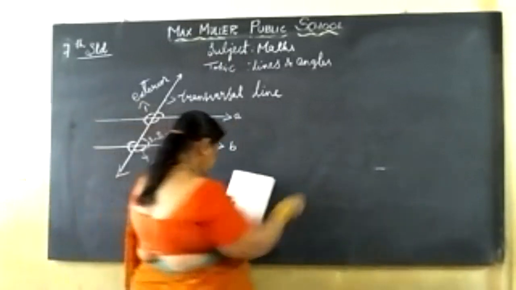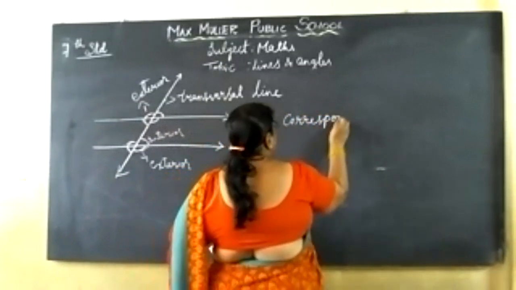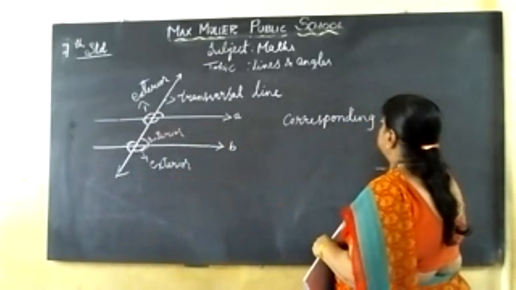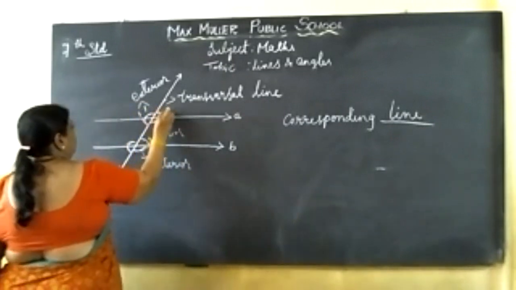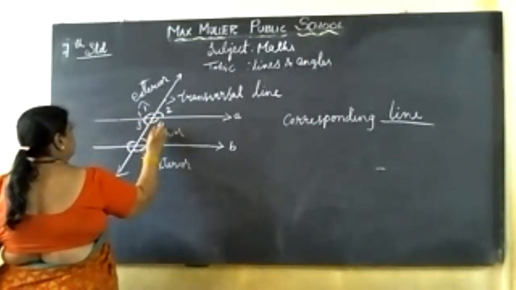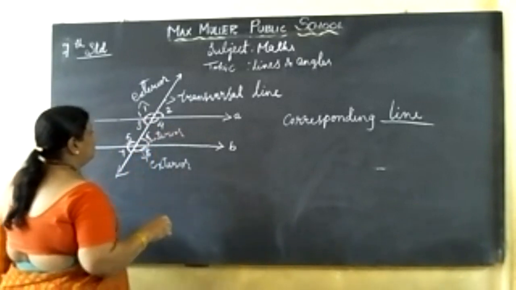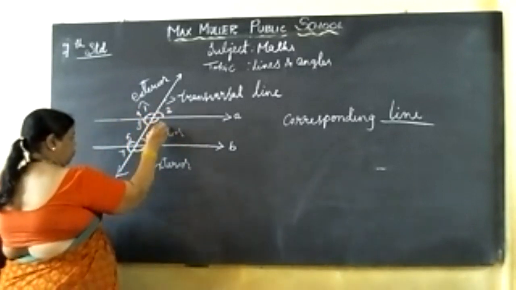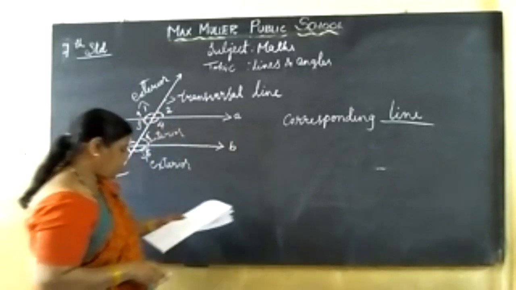Now, corresponding line. Corresponding line. Now, I'll write here angle 1, 2, 3 and 4. Okay, here 5, 6, 7 and 8. Are you seeing? Angle 1, 2, 3, 4, 5, 6, 7, 8. Now what is a corresponding angle?